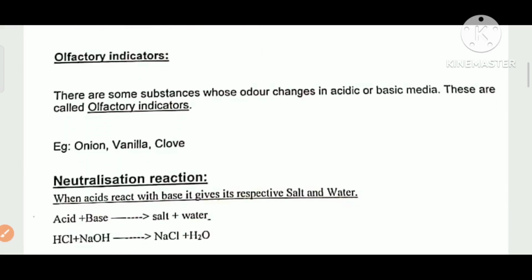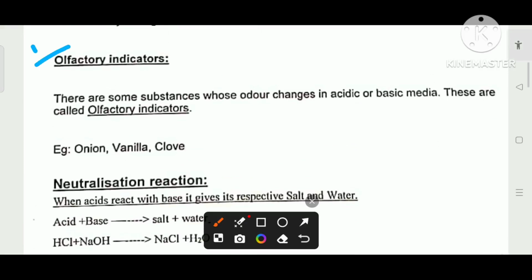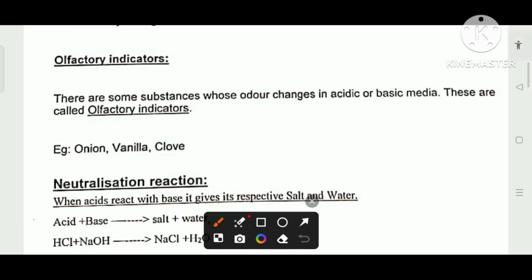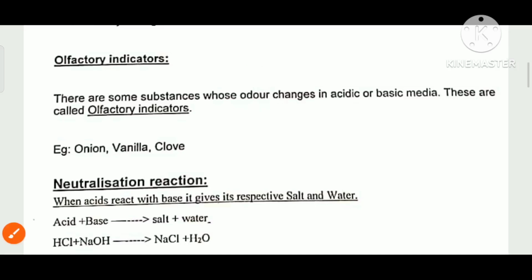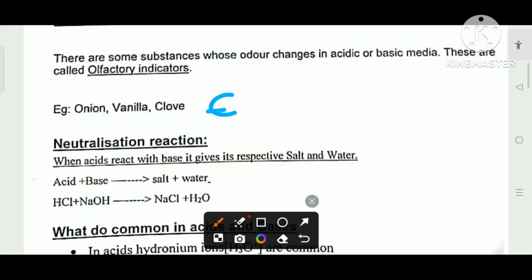And the next one is olfactory indicators. One more most important concept. This is most important; many a time the question has arisen in the annual examination. What are olfactory indicators? Give example. There are some substances whose odor changes. Odor means nothing but smell, in acidic or basic media. These are called olfactory indicators. Easiest to have as a definition. And now examples: onion extract, vanilla extract, clove extract. So here one word you need to add, that is extract. Extract means it's juice, extract formed one.